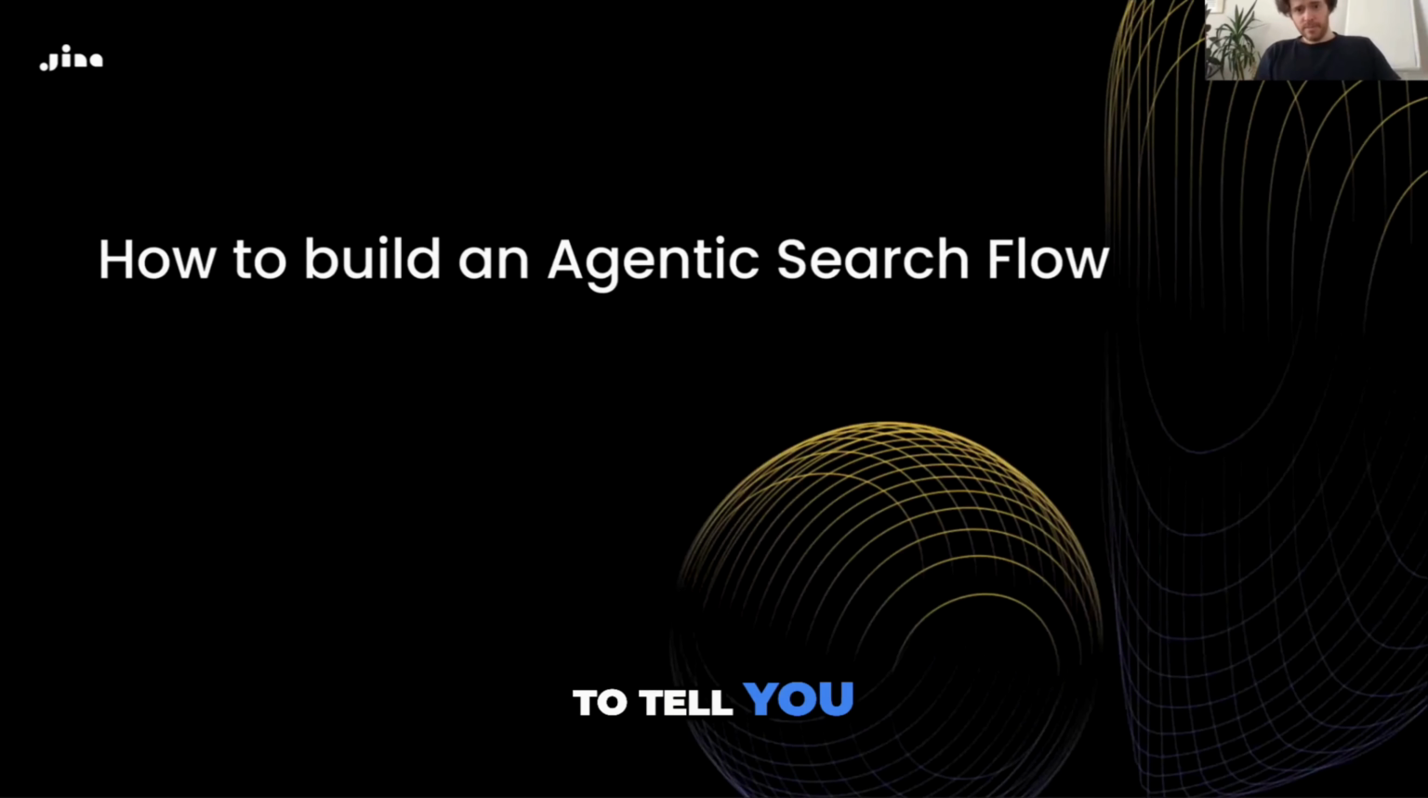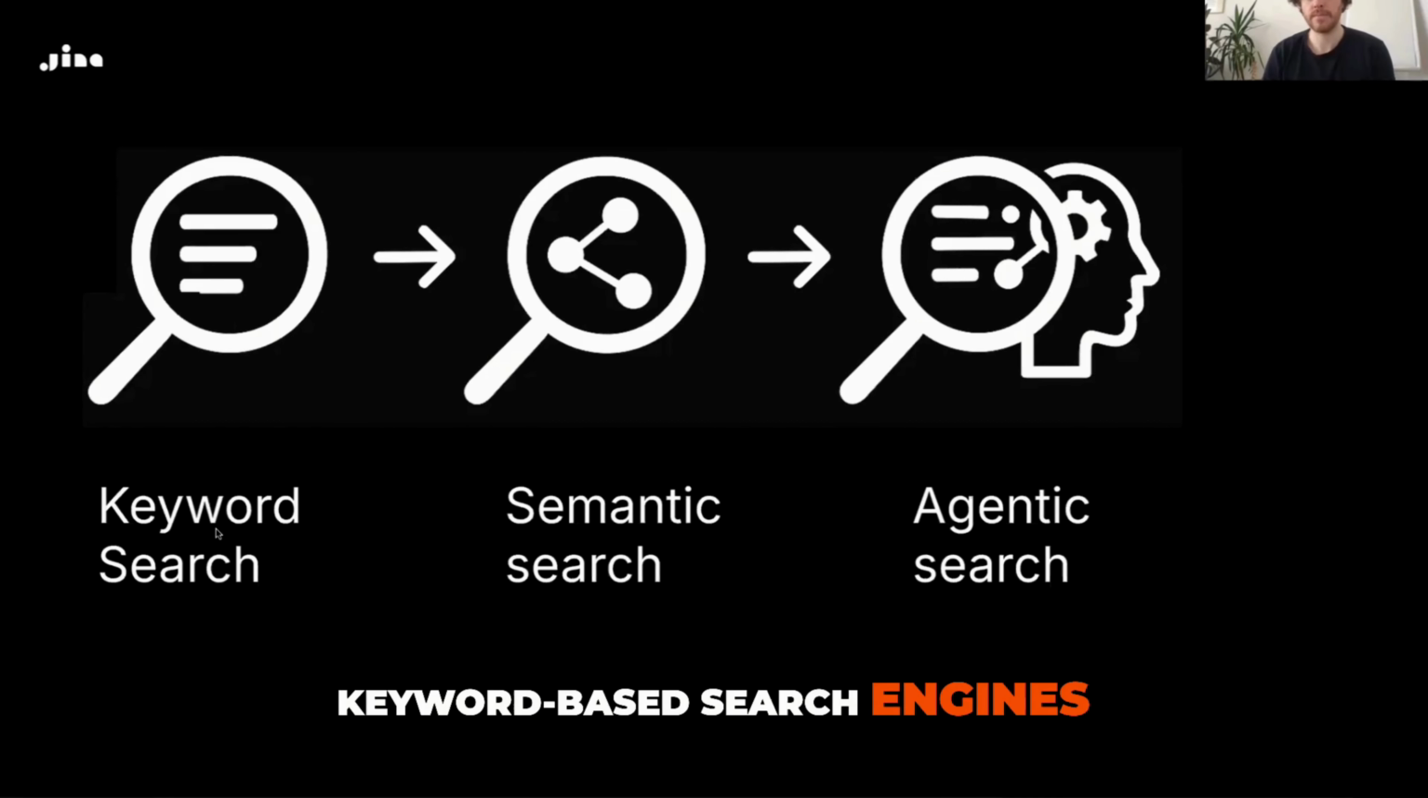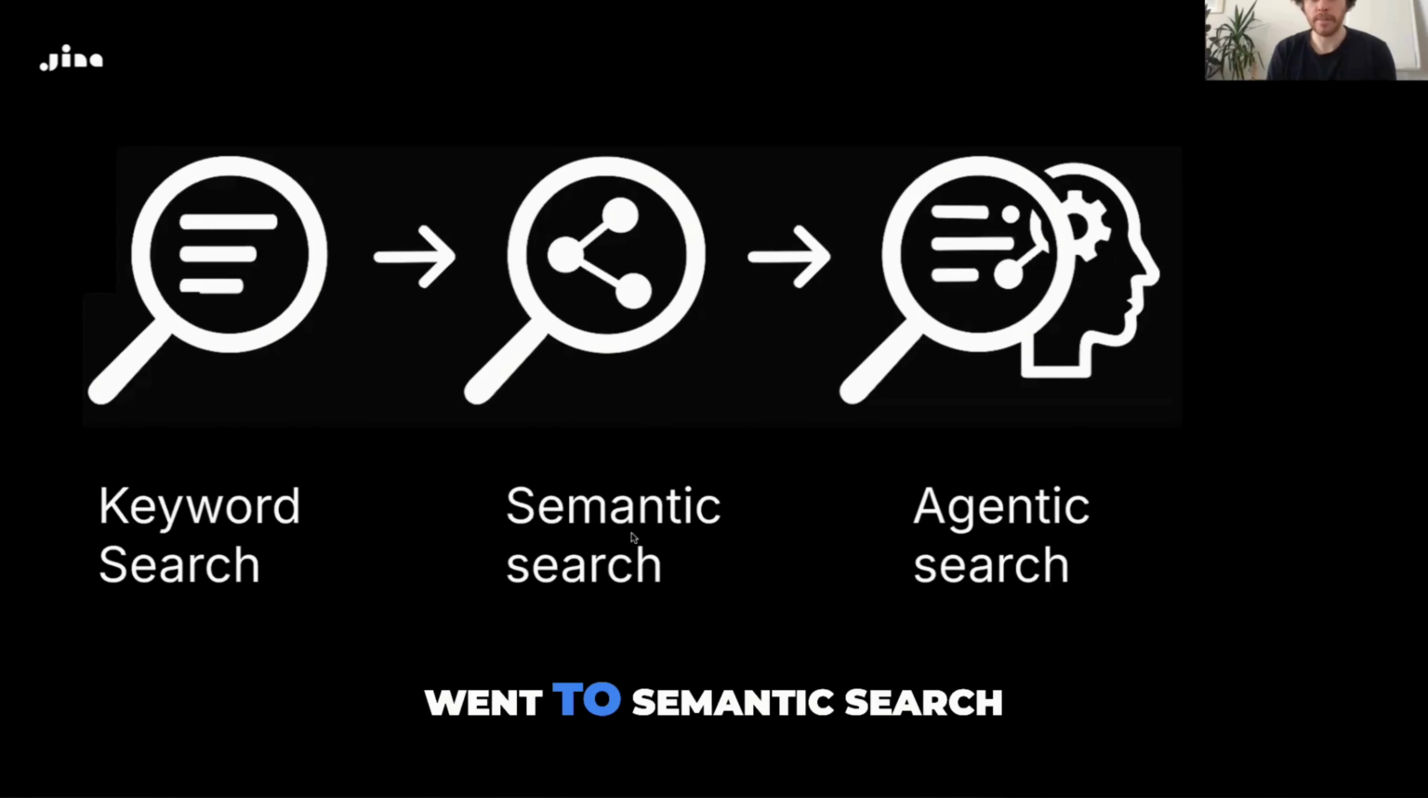I'm here to tell you how you can build your own agentic search flow. And for this, I would like to give you a bit of a summary on where we came from, where the whole research field and the whole industry came from. Even a couple of years ago, there was still the paradigm of keyword-based search engines. Then it went to semantic search, and now we enter the age of agentic search. To show you what these three things mean, I prepared some slides.